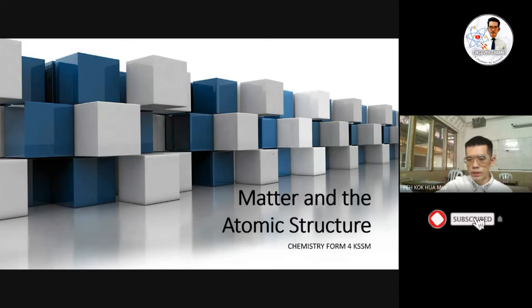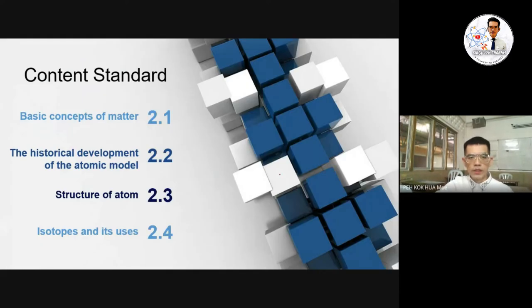Going to our new chapter. Chapter 2, Matter and the Atomic Structure. In this chapter, you are going to learn about 4 subtopics. So the first will be basic concept of matter. And the second is history about the development of the atomic model. Third will be structure of atom, okay? And fourth will be isotope and its uses.